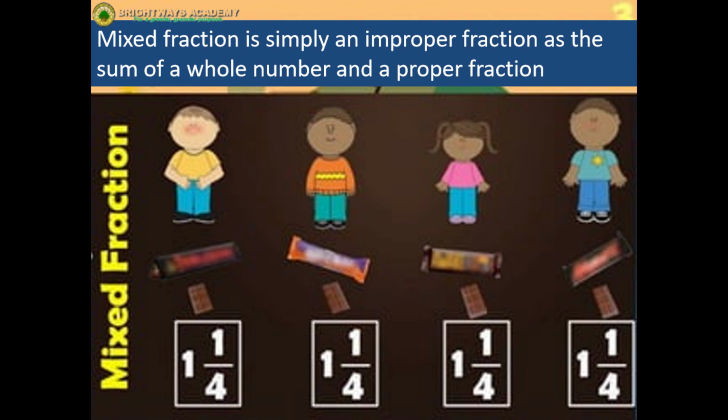We also have the dissimilar fraction. The dissimilar fraction is the opposite of the similar fraction. While similar fractions have the same denominator, dissimilar fractions have different denominators. For example, 2/5 and 1/6. They have different denominators.